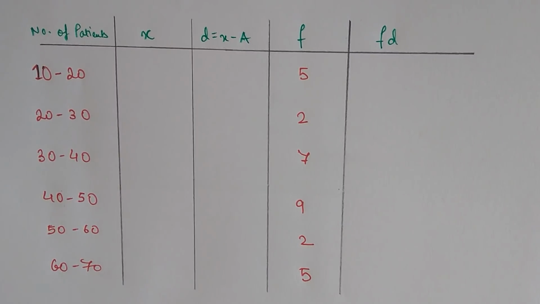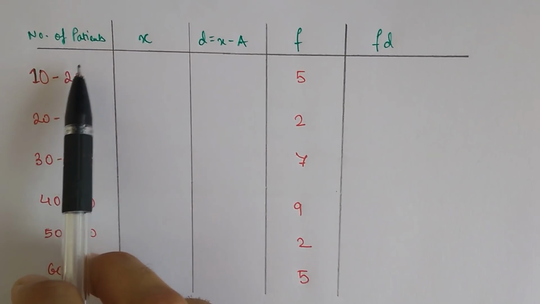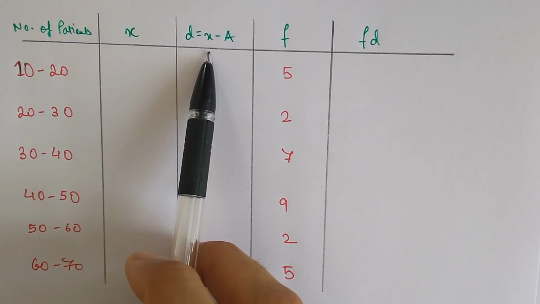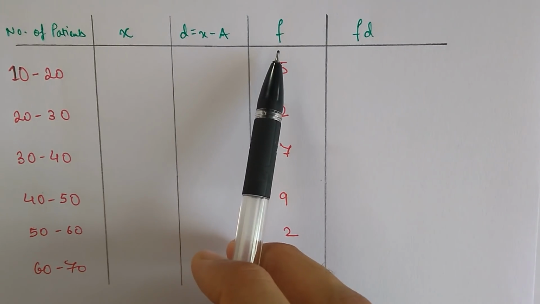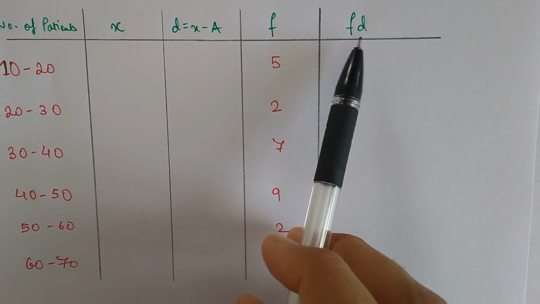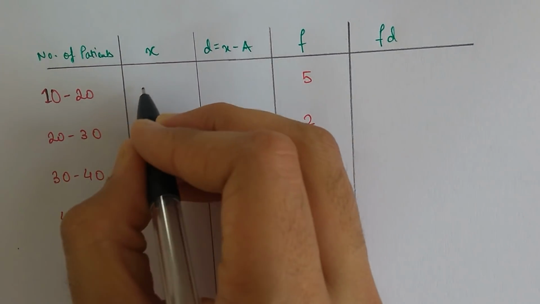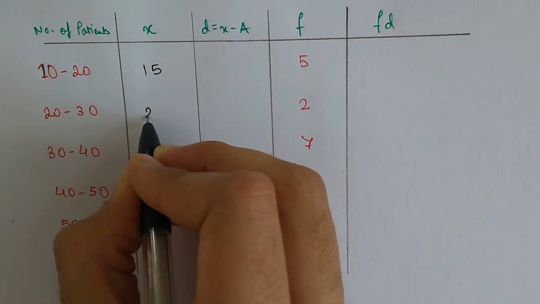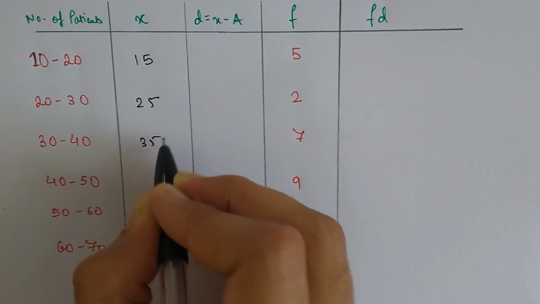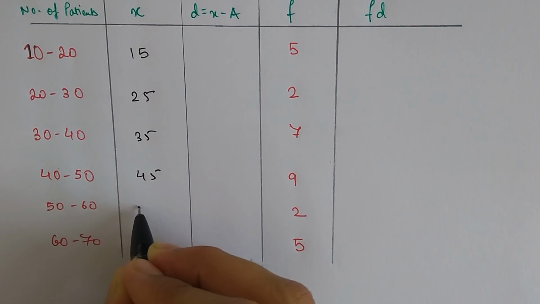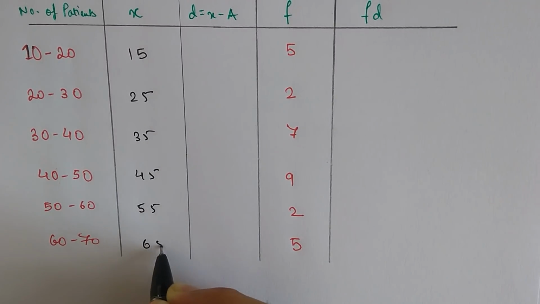So I have made the table. Number of patients, which is the class interval, x, that is the midpoint, d is equal to x minus a, f, which is frequency number of days, and fd, that is frequency into d. So the midpoint of 10 to 20 is 15, this is 25, this is 35, this is 45, this is 55, and this is 65.